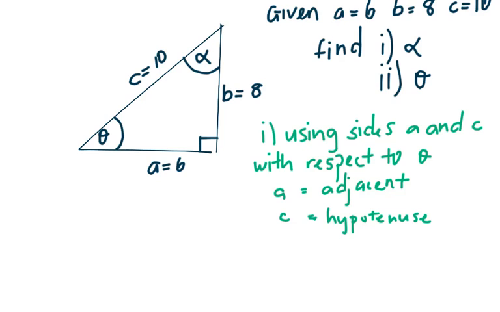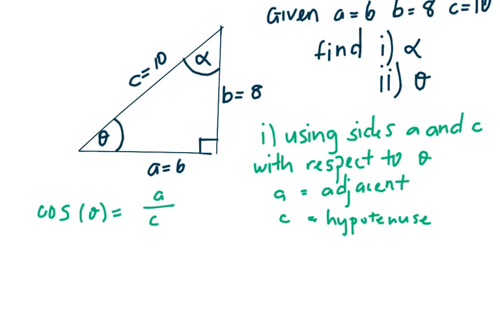So with respect to theta, if we look at sides A and C, A is now adjacent to theta, and side C, which is always fixed, it's our longest side, is our hypotenuse. So the function that uses adjacent and hypotenuse would be cos, since cos of an angle is equal to adjacent over hypotenuse. In this case, we're looking at angle theta. Therefore, cos of theta is going to be equal to adjacent, which is A, over C, which is our hypotenuse. Therefore, that means cos of theta is equal to 6 over 10.